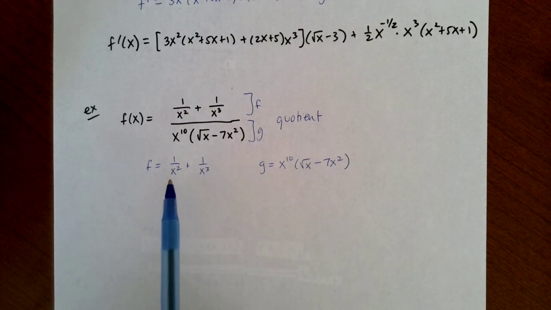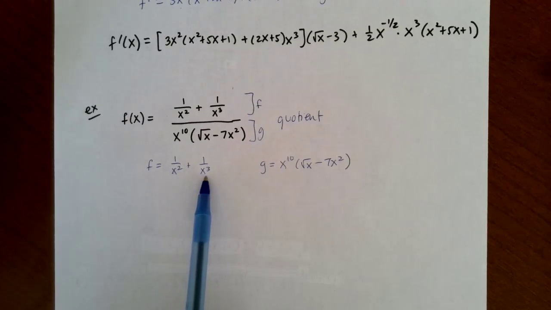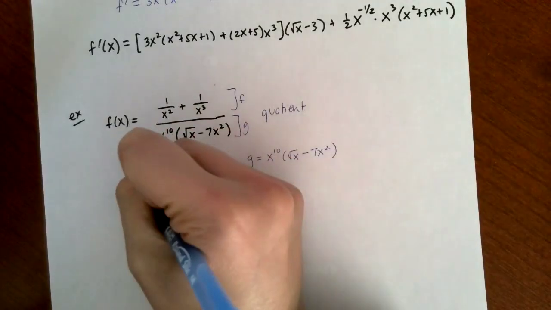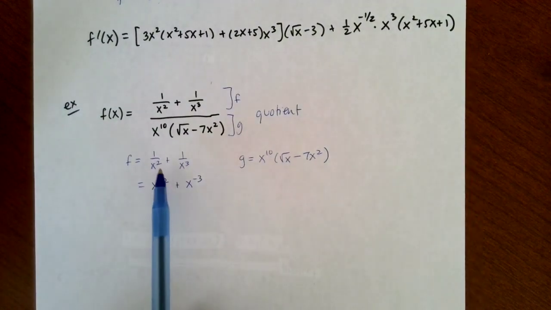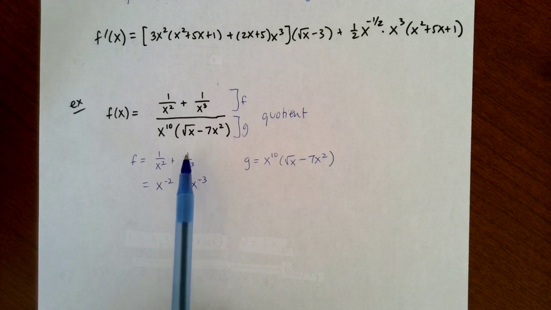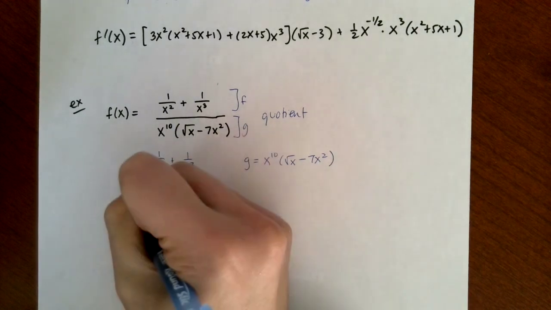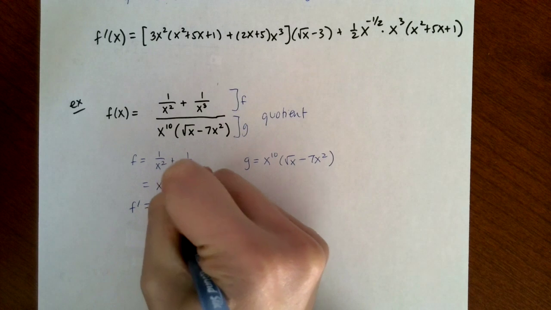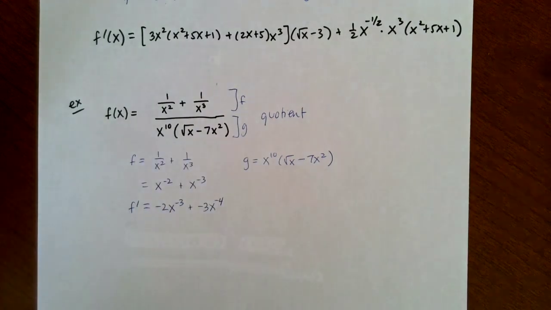F doesn't need a product or quotient rule, but I do need to rewrite each of these rational expressions as x to a power. So by definition, 1 over x squared is the same as x to the negative 2. And then 1 over x cubed is x to the negative 3. So I'm not taking a derivative yet in this step. I'm just reformatting what I have so that it's easier for me to see using the power rule to compute each of their derivatives. Okay, so f prime is done.